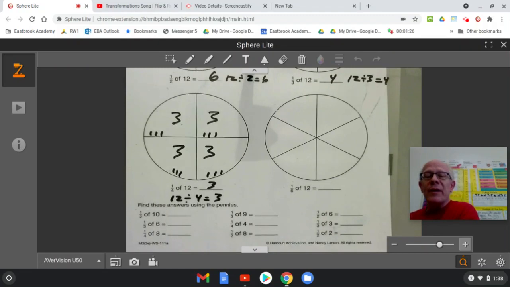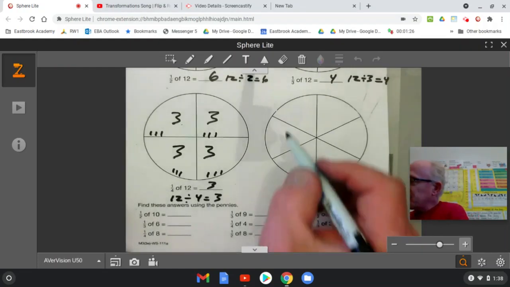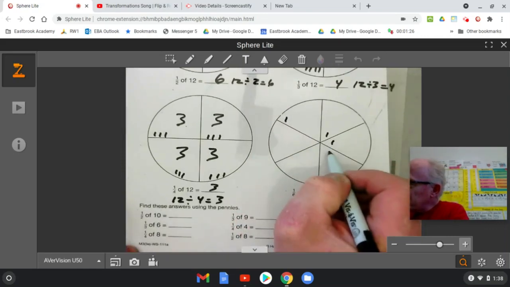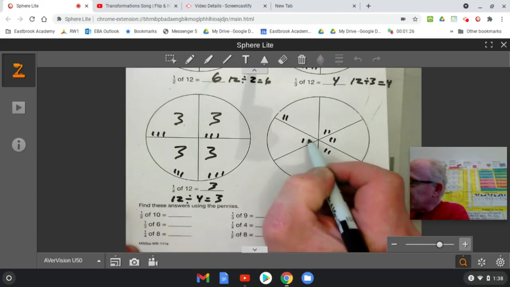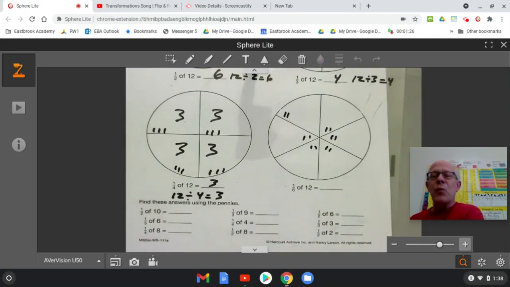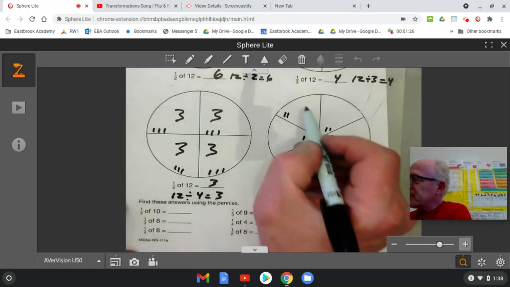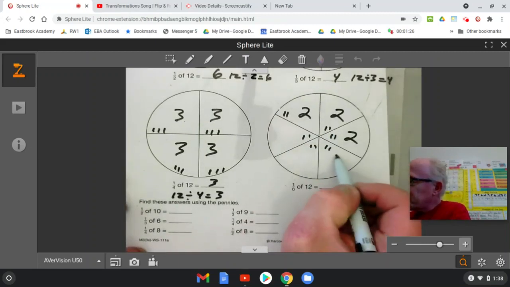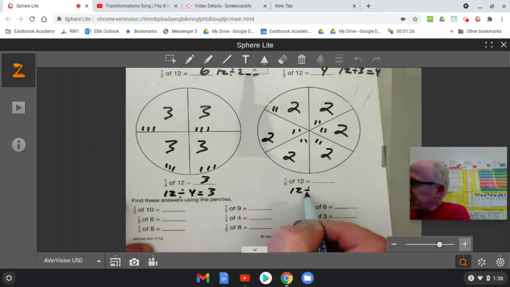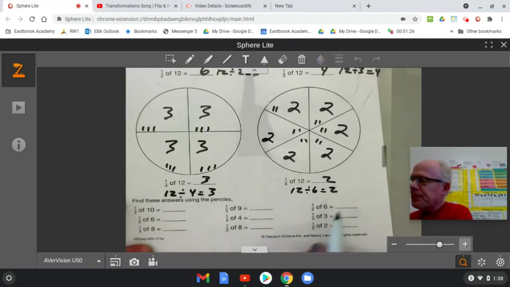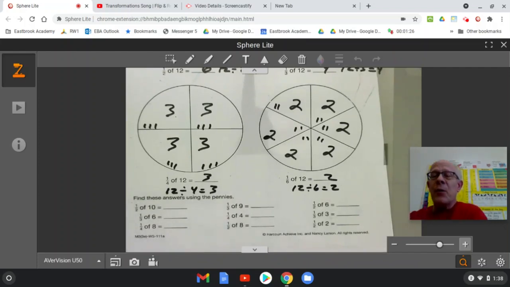And the last one, 1/6 of 12, I could take my set of 12 and divide them up. 1, 2, 3, 4, 5, 6, 7, 8, 9, 10, 11, 12. So what is 1/6 of 12? It's 2. I could also write it like this. 12 divided by 6 equals 2. So do you see how we can determine a fractional part of a set?